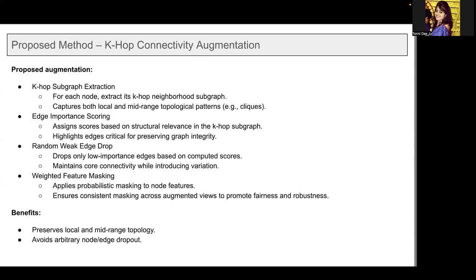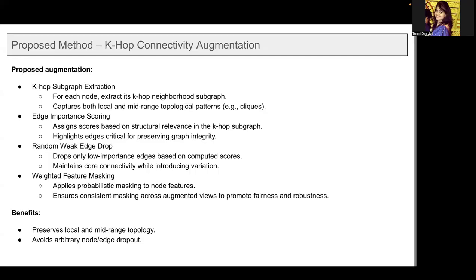So for each node in the graph, we extract a subgraph that includes all nodes within k-hops. The localized view helps preserve both close-range and mid-range graph structures, and the extraction is based on counting the number of paths of exactly k-hops between the nodes. This process maintains patterns like cliques and ensures meaningful connectivity in the subgraphs. We assign an importance score to each edge based on how often it appears in these k-hop paths and whether it exists in the original graph.